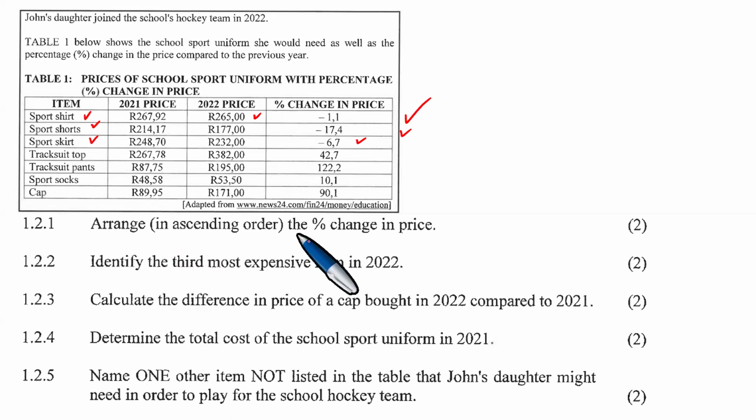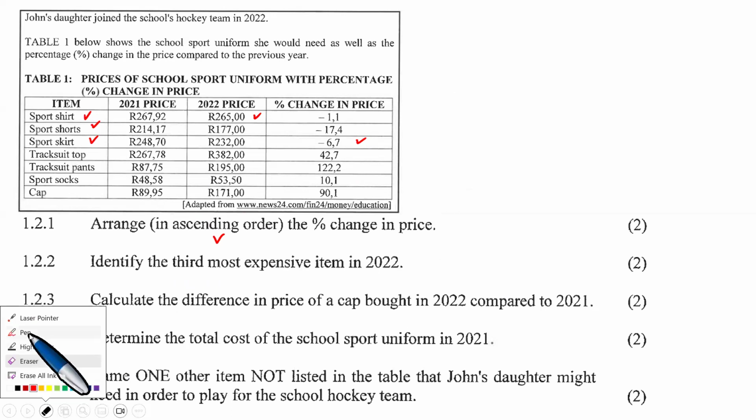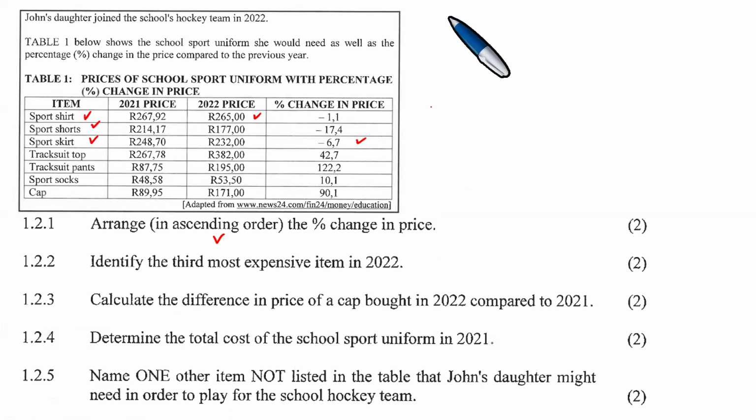Arrange in ascending order the percentage change in price. What is ascending order? Do you remember? The biggest to the smallest? Okay, that's fine. Ascending order comes from the word ascend, like Ascension Day, when things are going up. To ascend is to increase, to go higher. Therefore, in ascending order, we go from the smallest to the largest one.